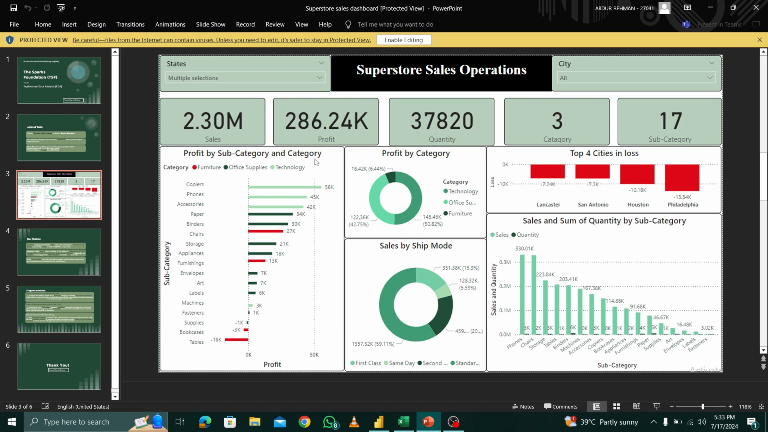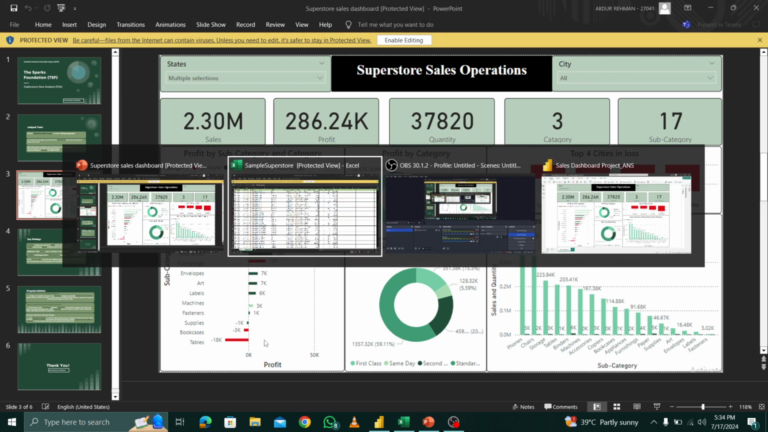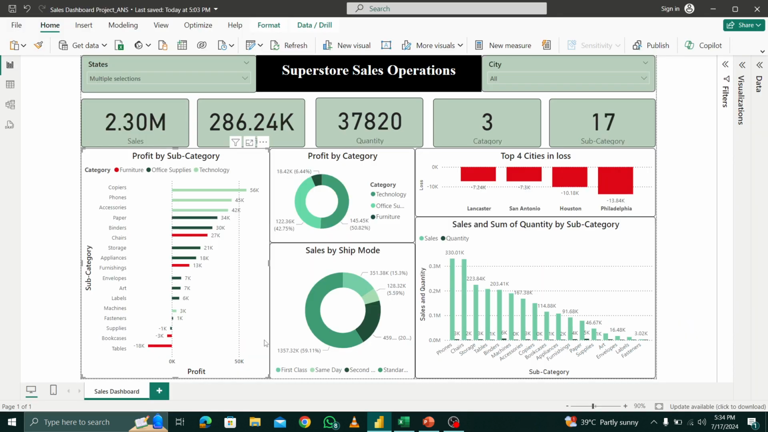So I divided the profit by category and subcategories, and the sales by ship mode and the subcategories. I have also derived the loss making cities, the cities in which the products were making most of the loss, and the subcategories that were making most of the loss. So let me take you to the Power BI dashboard.